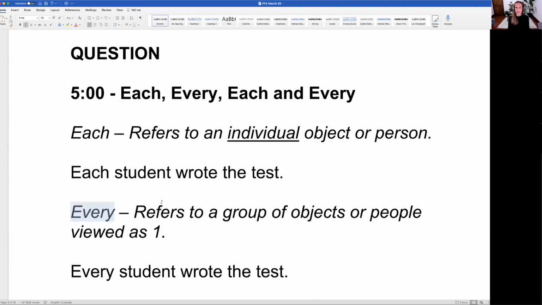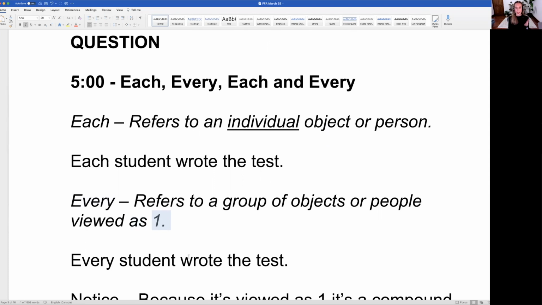Now, every, it refers to a group of objects or people. But important to know that that group is viewed as one, okay? So when I say every student wrote the test, I'm imagining that Gobi, Alexander, and Ali are just one group that's made up of three individuals. So each we're referring to as individual, every, it's a group.